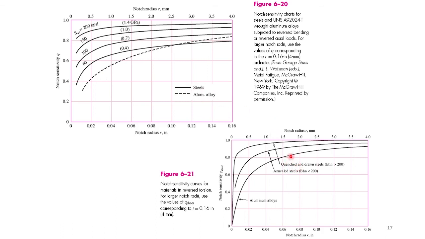The same here, knowing the notch radius, this is for the reverse torsion. Knowing the notch radius, this is for quenched and drawn steel, this is for annealed steel, and this is for aluminum alloy. Knowing the notch radius, you would go into the respective line that suits your problem، أو المناسب للمسألة بتاعتك وتروح تجيب الكيو شير.